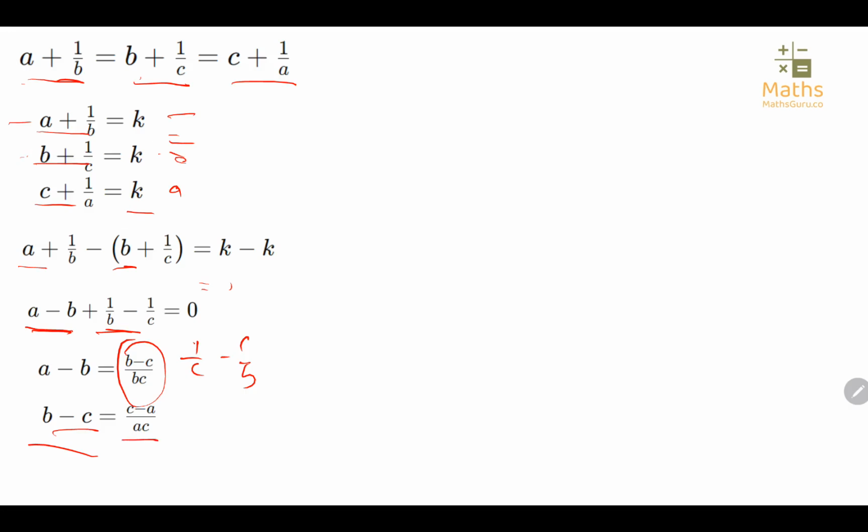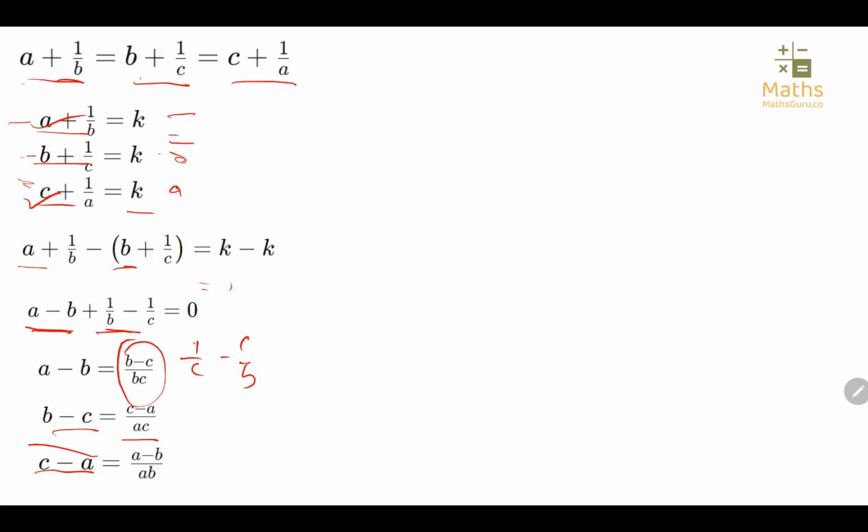So we have taken these two equations and subtracted them to get this statement. Similarly, we will do it for the remaining two equations, and we will get c minus a equals a minus b divided by ab.